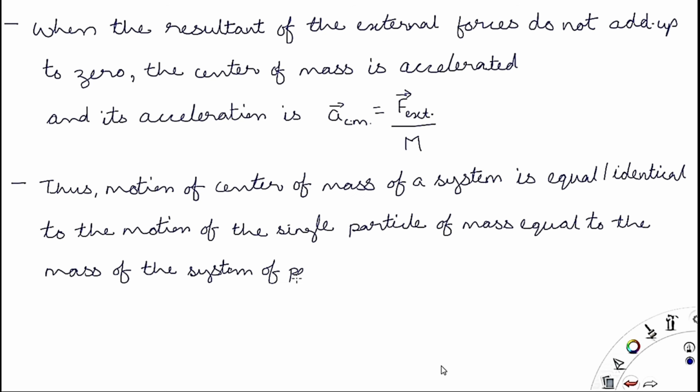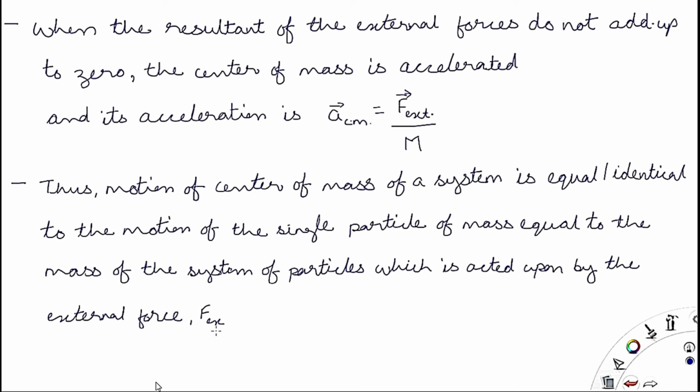This means the same thing: the center of mass is assumed as a single particle which has the mass of the entire system, and now this single particle is acted upon by F external. So whatever motion this center of mass goes through, that motion will be achieved by the whole body.